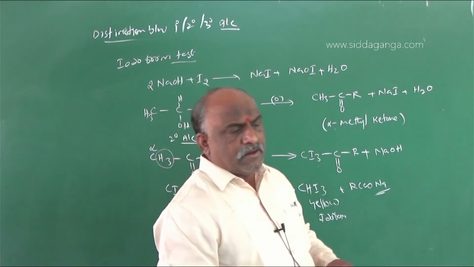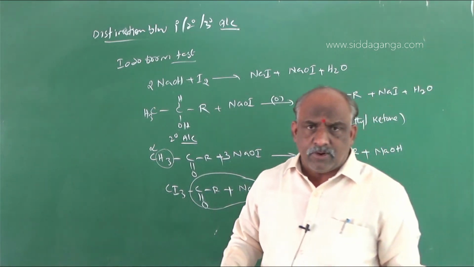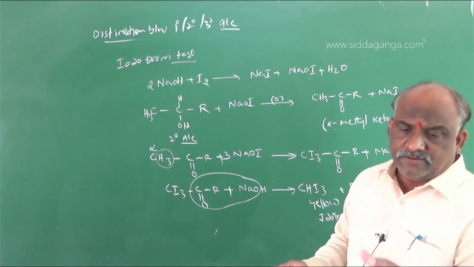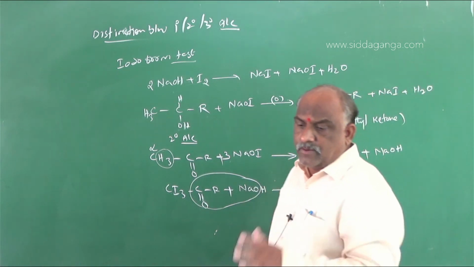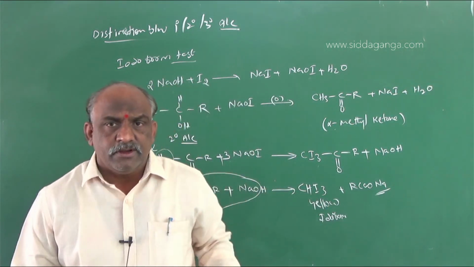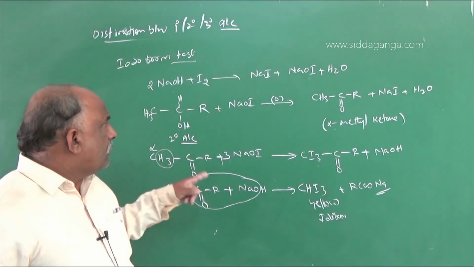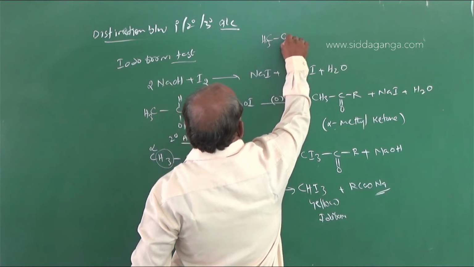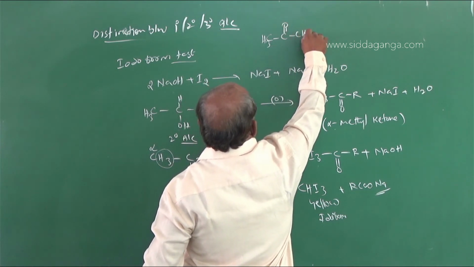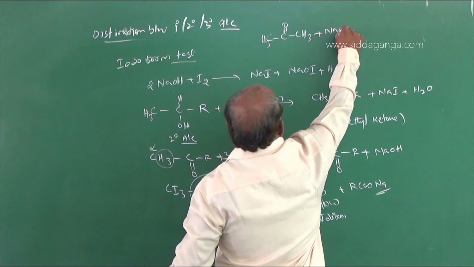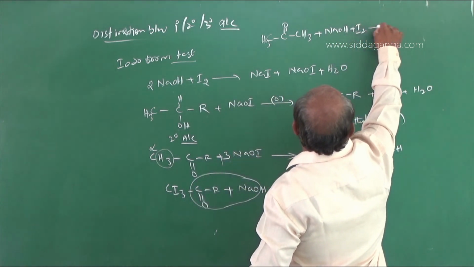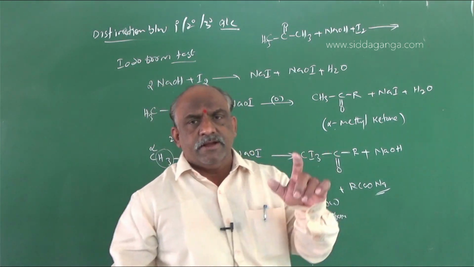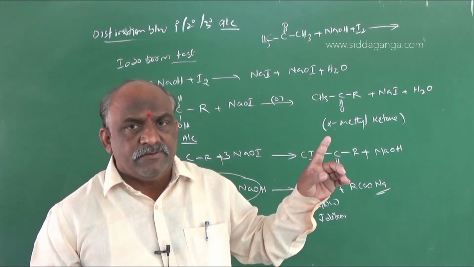This is a stepwise process to find the yellow iodoform compound. So this is about the iodoform reaction. To avoid confusion from the examination point of view, they may give it like this: CH3COCH3 plus NaOH plus I2. What is the answer? NaOH plus I2, where you observe NaOH plus I2. This reagent we can observe 2 times.